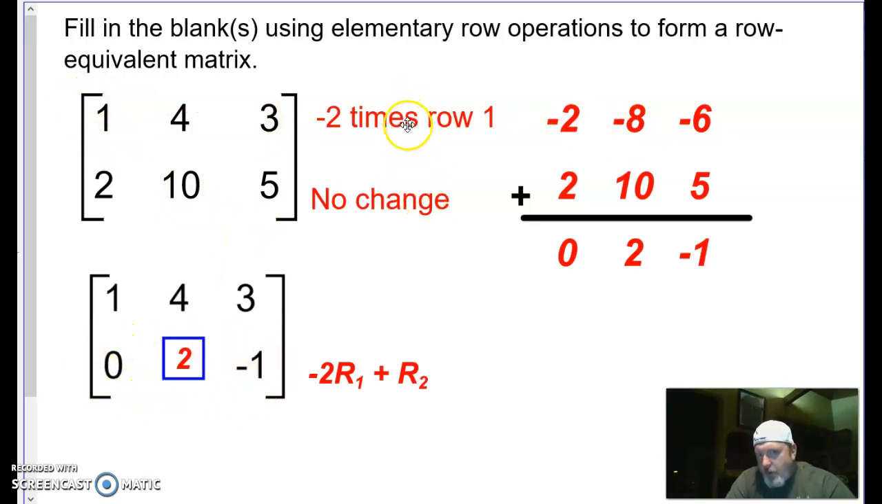Now, rather than write this out as -2 times row 1 or no change, we just do this right here. So this is telling me -2 times row 1. So I multiply this by -2 and added this row to it, and that's how I got this result. So again, on your homework today, you'll see a couple problems like this. They'll give you a starting matrix, they'll give you an ending matrix, and you have to figure out what did I add or what did I multiply to get from the starting one to the ending one.